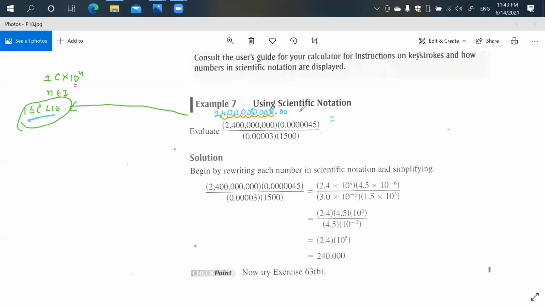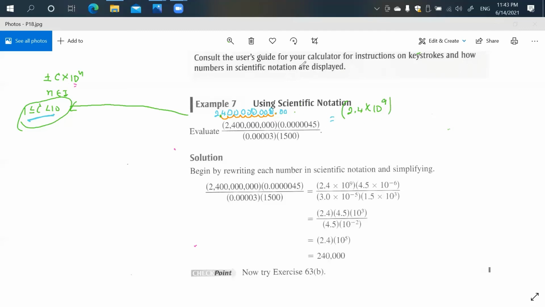So this one is going to be equal to what? Equal to 2.4, and we count how many? We already counted, it is 9, right? 1, 2, 3, 4, 5, 6, 7, 8, 9. So you times 10 power 9. Okay, this is one bracket.